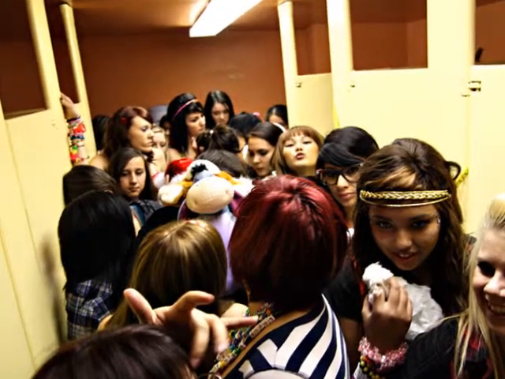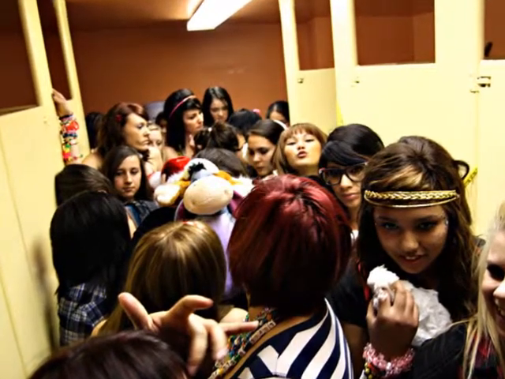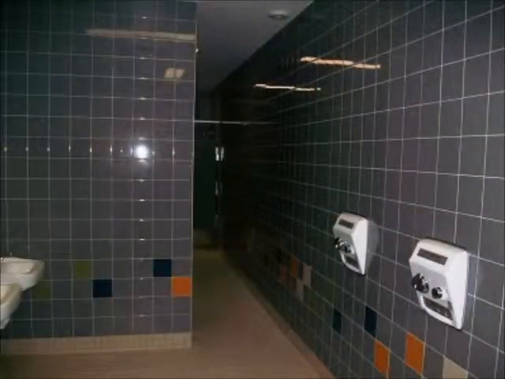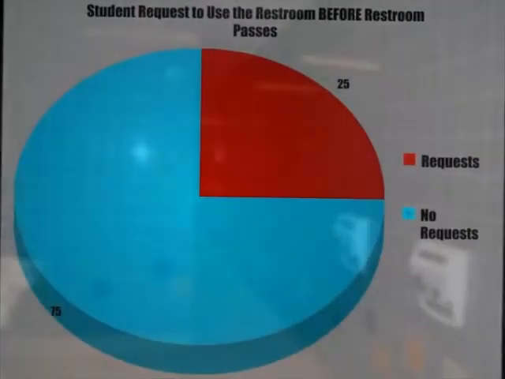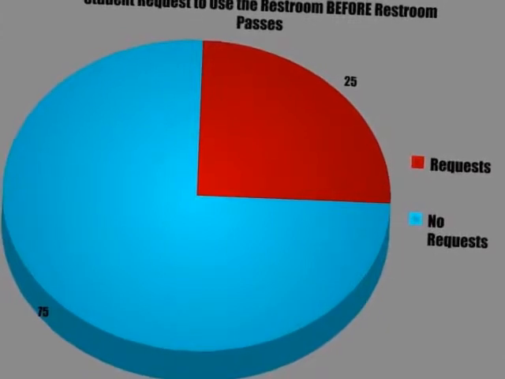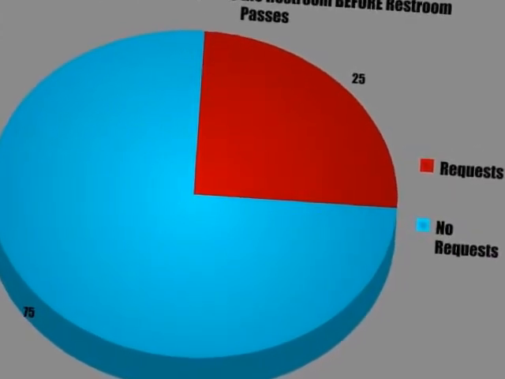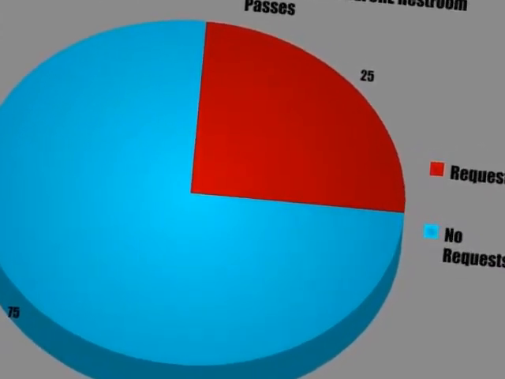I was not too surprised by the results. After implementing the restroom policy, student requests to use the restroom decreased significantly. Prior to the new policy, the students' requests averaged about 4 per period. That amounts to 25% of the students asking to use the restroom in 1 class period.